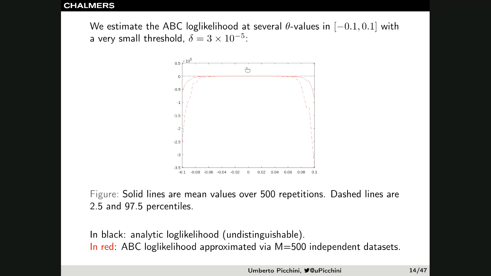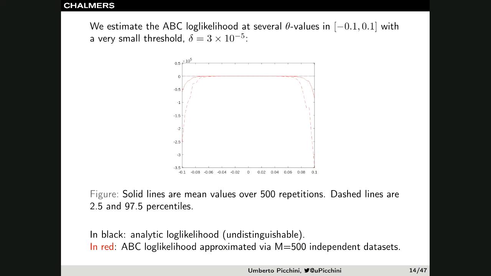The approximation for central values of theta is pretty good. Again, you will see in the next slide. But on the extreme values of theta, the variance of the likelihood is very large. So you notice there is a factor 10 to the power of 5. And I use a very small delta, okay?